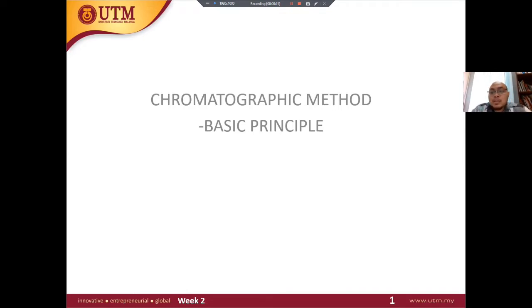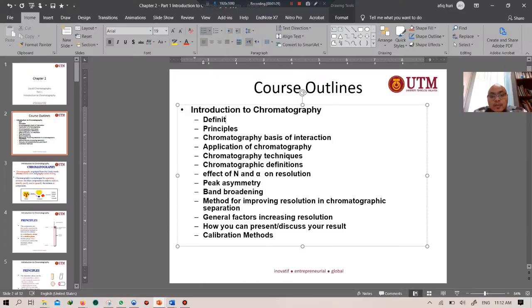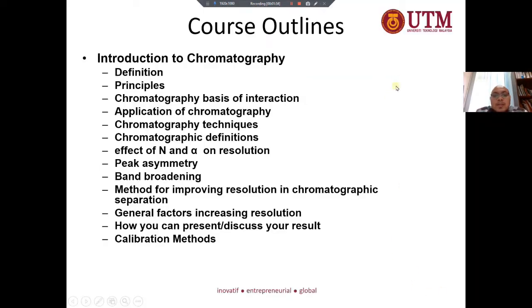Today we will learn our next chapter, which is chromatography. Before we go further into the liquid chromatography and also the gas chromatography methods, let's go into the basic principle of the chromatography method, so you can understand the concepts of liquid chromatography and gas chromatography better. So let's go back to the basic principle of chromatography. First things first, we will look into the definition. Then we will look into the principles.